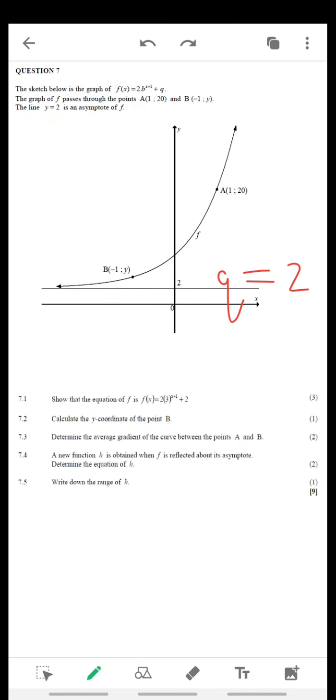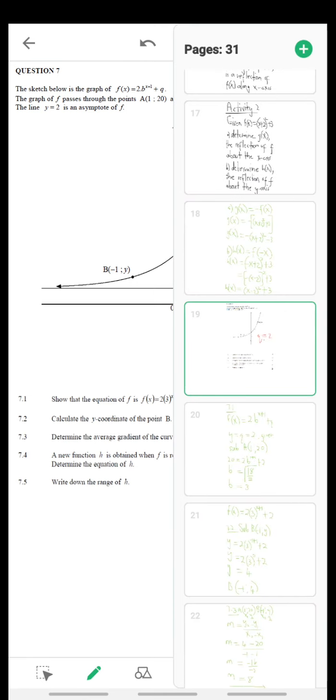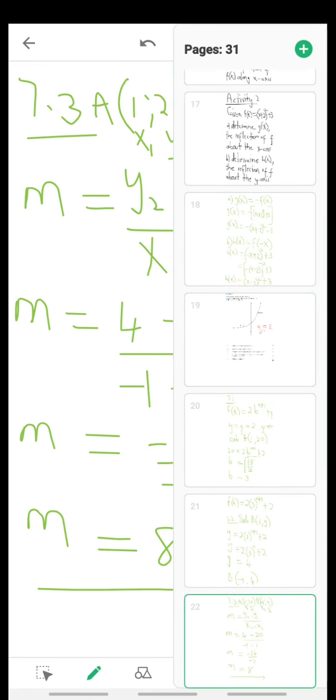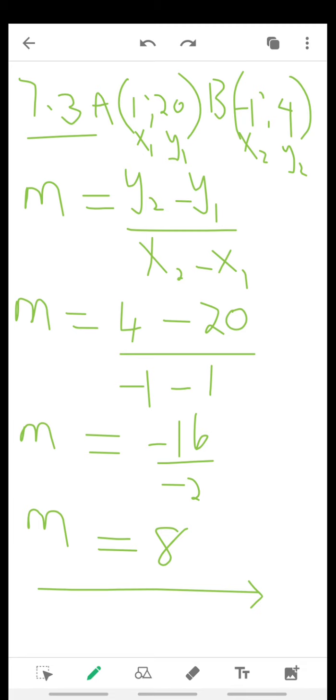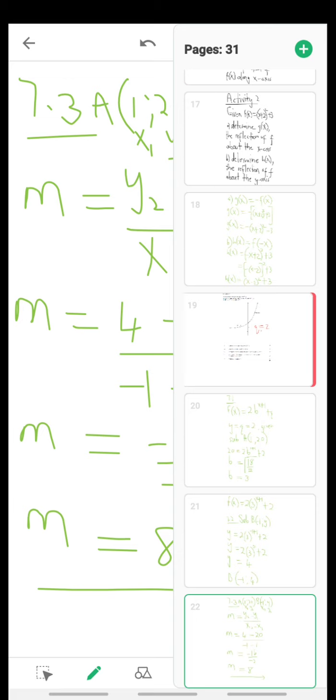7.3, determine the average gradient. Average gradient is the normal gradient that we know. Determine the average gradient of the curve between points A and B. So we're going to use the coordinates of A and B to find that gradient, okay? So the gradient formula is m equals y2 minus y1 over x2 minus x1. I've labeled my x1, y1 and x2, y2 from the coordinates of A and B. Then my gradient is 8. Okay? Very, very important and easy.